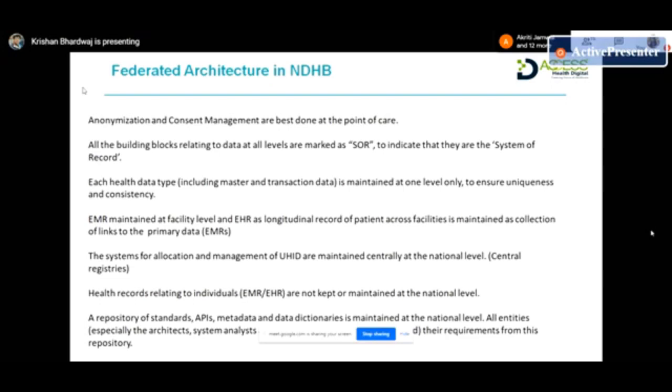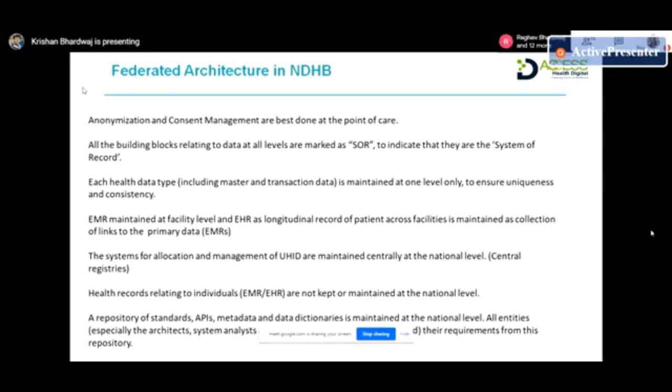Whether this responsibility will come with the data fiduciaries, as I spoke about, because they are at a different level than the provider organizations, or whether it will come with the patient himself in the form of a PHR, patient health repository. So what they're saying is all these longitudinal records or aggregations will be maintained as a collection of links to the primary data. I've already spoken about how these aggregating entities need not get copies of the records and accumulate them. They can just store the pointers of the records.